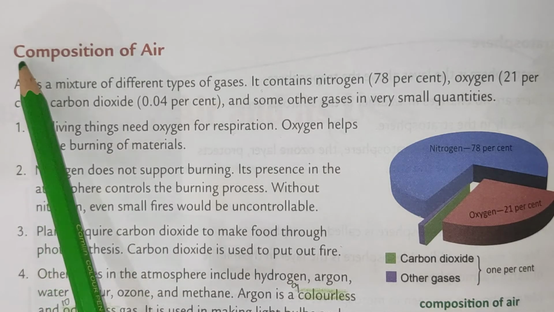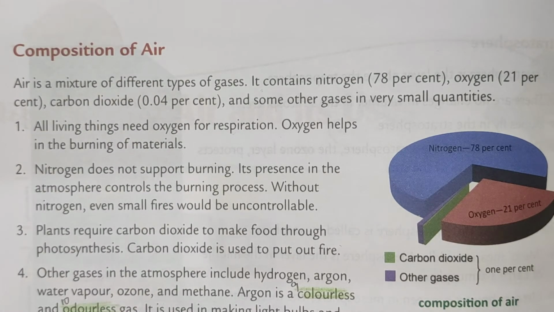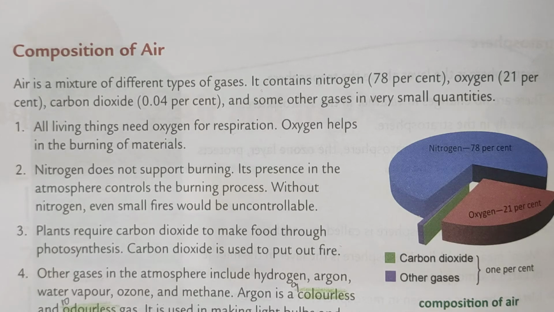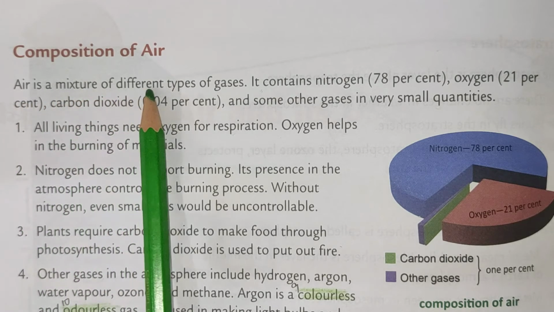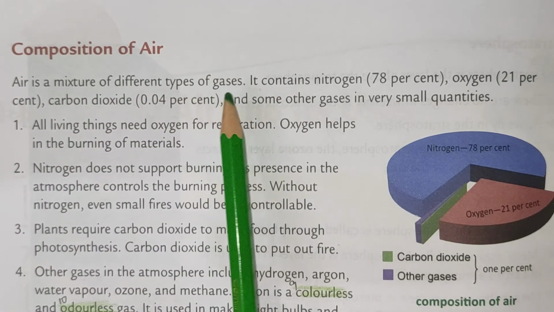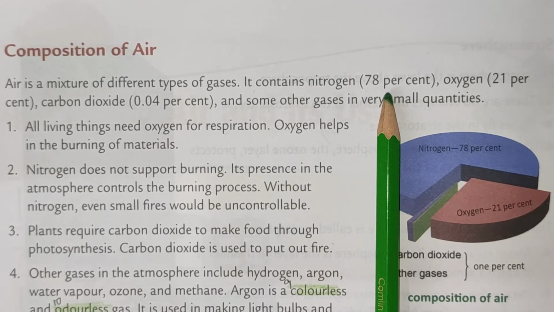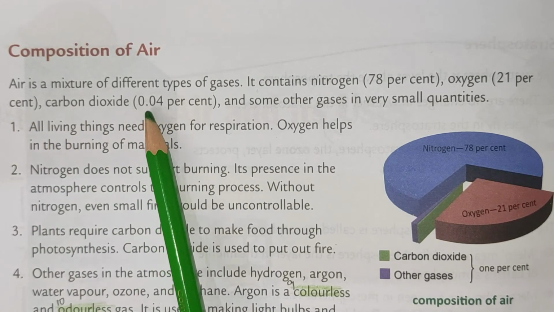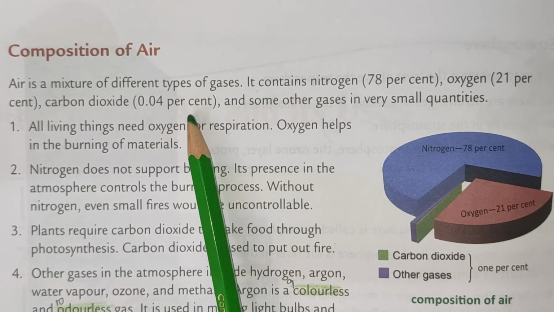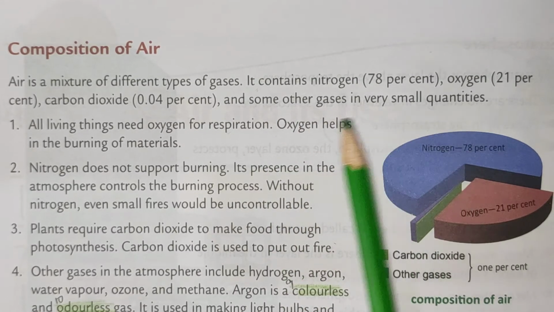The next topic is the composition of air. In this topic, we will be learning about the different types of gases present in the air. Air is a mixture of different types of gases. It contains nitrogen 78%, oxygen 21%, carbon dioxide 0.04%, and some other gases in very small quantities.